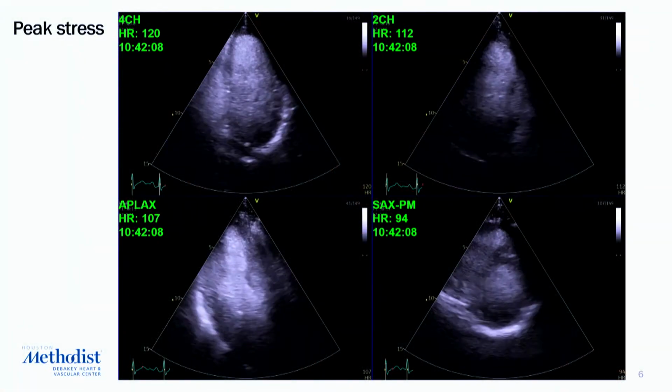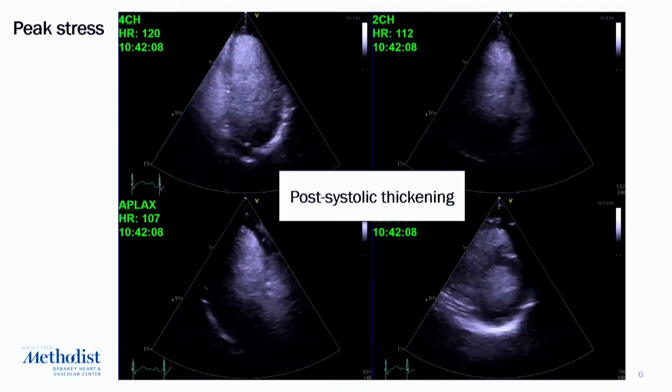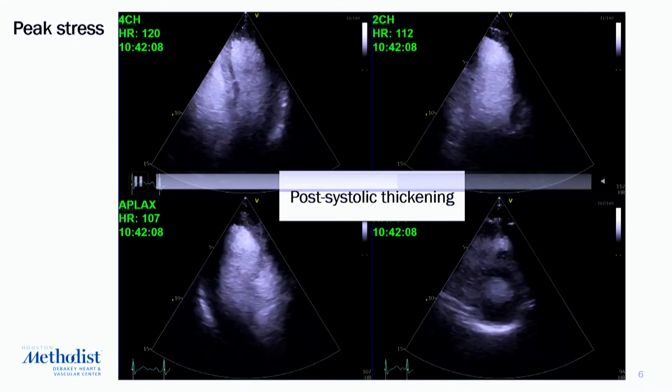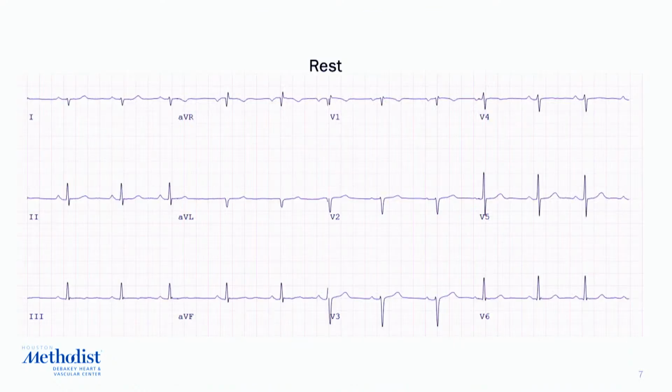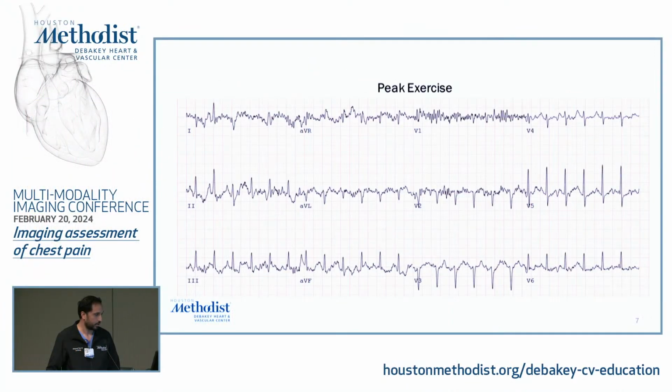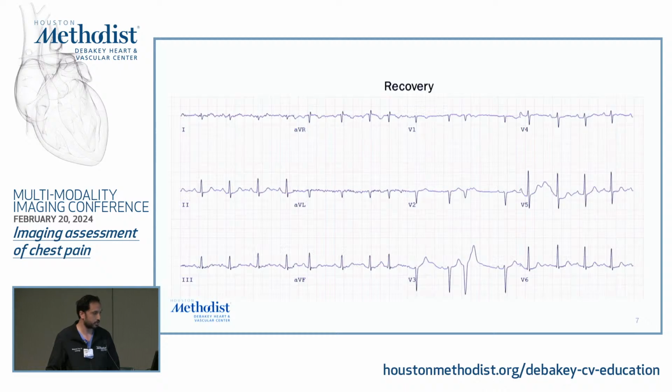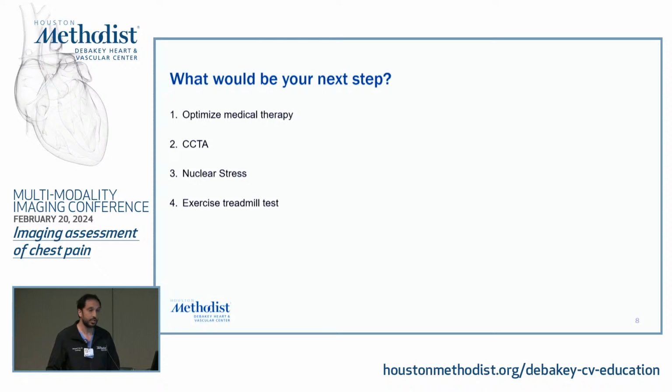So this study was not the most conclusive study, but there was a hint of post-systolic thickening in the basal inferior wall. The rest EKG was more or less unremarkable. The R wave in V3 was not impressive. Peak exercise, also not very concerning. Post-stress, some PVCs. Okay. So we did the stress echo. Would you like to do anything after this or just leave it alone?